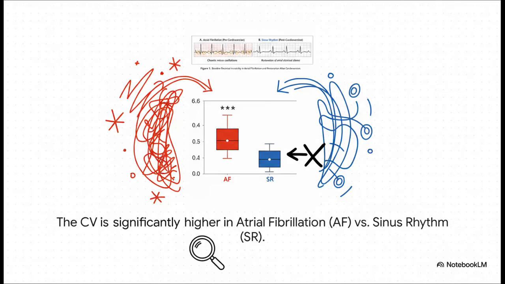And boom, here is the knockout punch. This chart compares the CV for both rhythms. Look at the box for AFib on the left. It is just dramatically higher than the one for the normal sinus rhythm on the right. And you see those three little asterisks in science? That means this isn't some random chance or a fluke. It is a statistically significant difference. We now have one single number that perfectly captures the essence of all that electrical chaos.